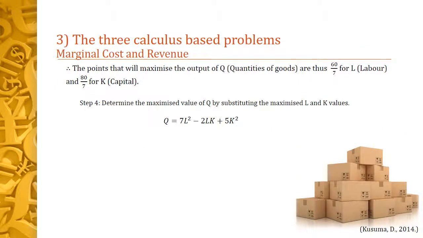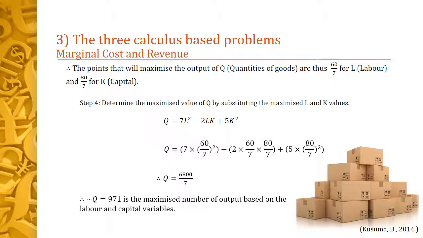The next and final step is to determine what our maximum output of the number of goods will be by substituting 60 on 7 for L and 80 on 7 for K in our original equation. After we do that, we must multiply it out, remembering our order of operation, and we get 6,800 on 7. Therefore, approximately 871 quantities of goods are the maximized number based on our labor and capital variables.